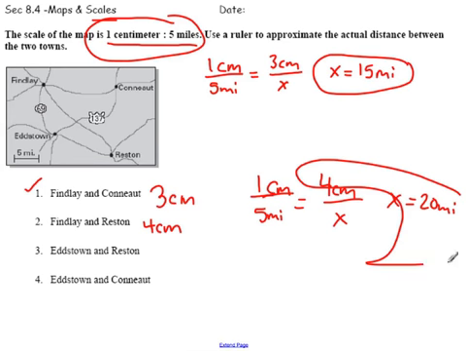I just need to circle this part though. One idea here is that whenever it says scale, this is a key term, it's always written in this notation where we have the colon in the middle. This is read 1 centimeter to 5 miles. We're going to use that for the next problems.